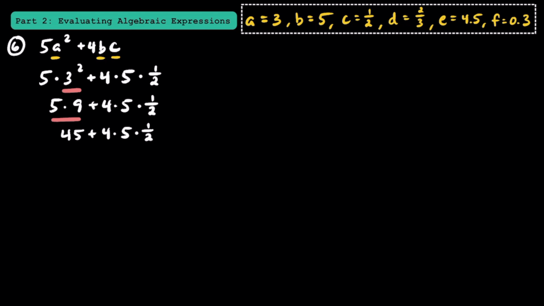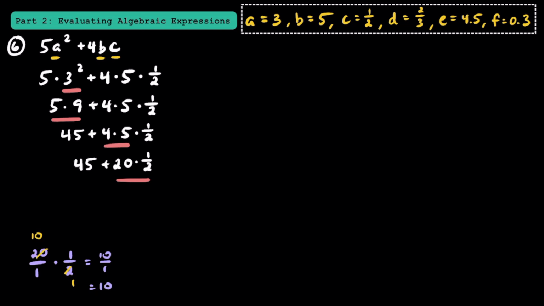Our next multiplication is going to be 4 times 5, which is 20, so we'll have 45 plus 20 times 1/2. And for our last multiplication, we'll have 20 times 1/2. When multiplying 20 times 1/2, we can write 20 as 20 over 1 and multiply that by 1/2, and we can see that the 2 and the 20 can cross cancel to make 10 and 1. This will just equal 10 over 1, which is equal to 10.